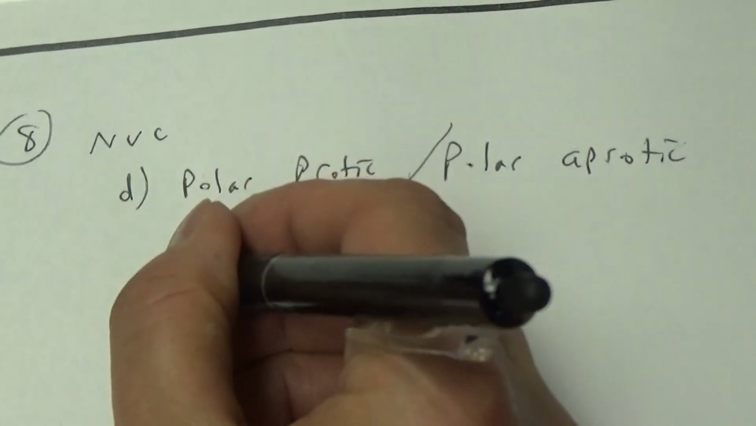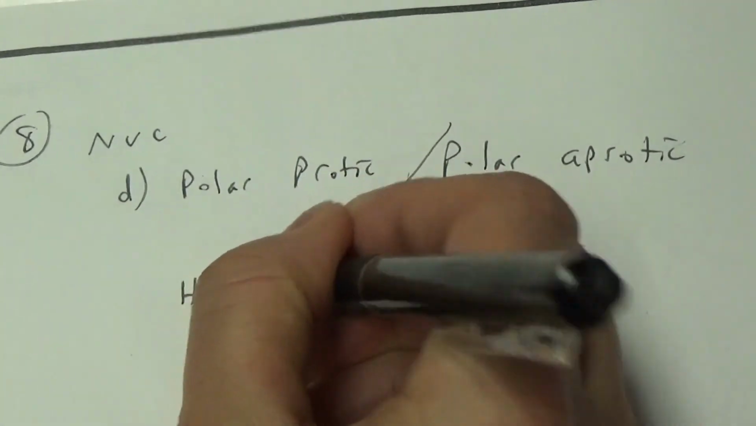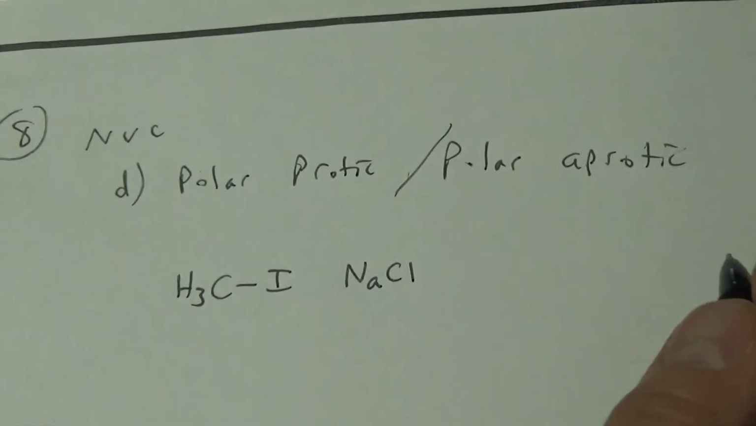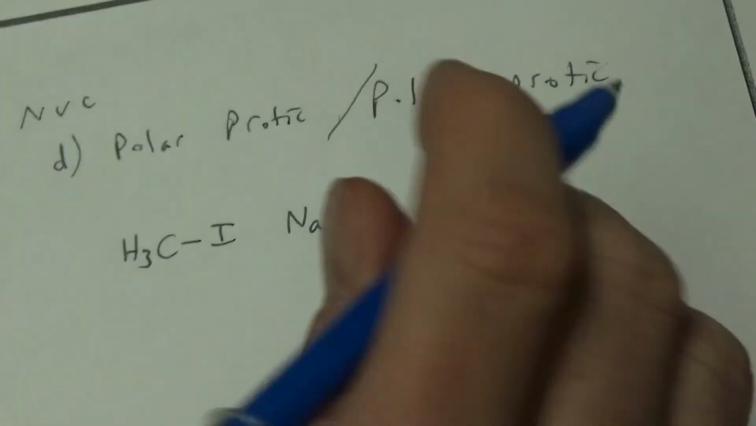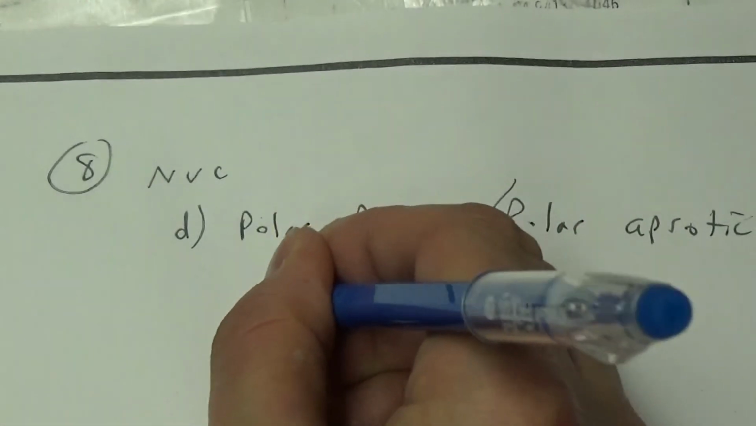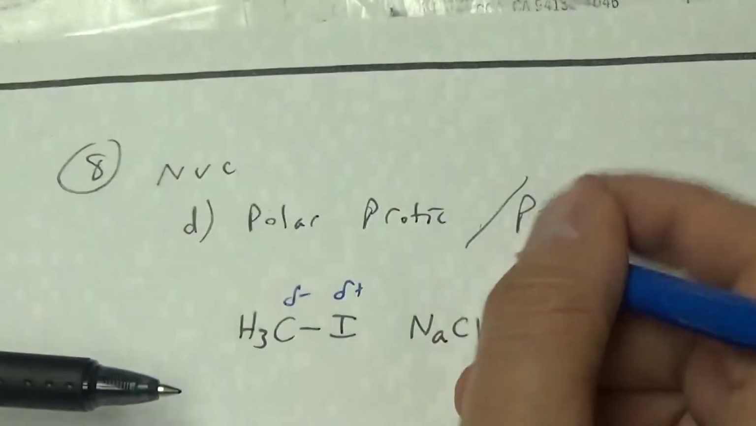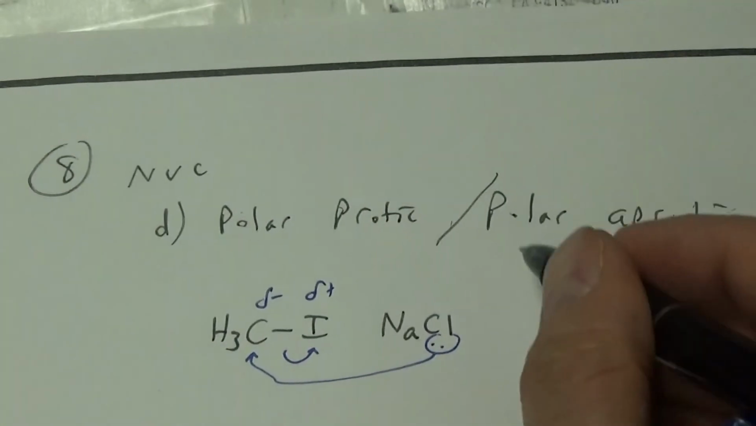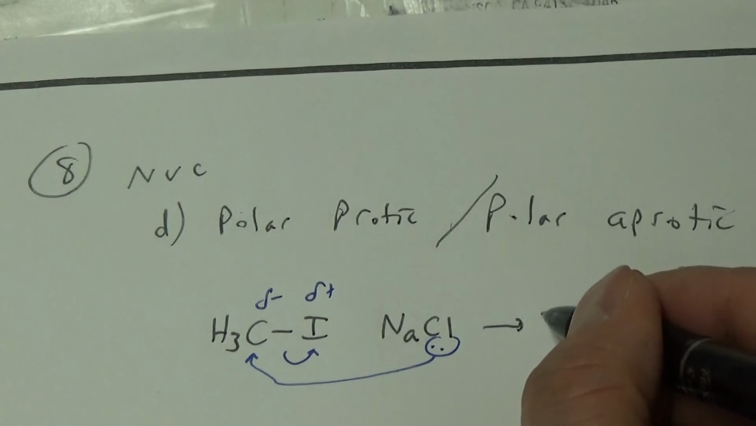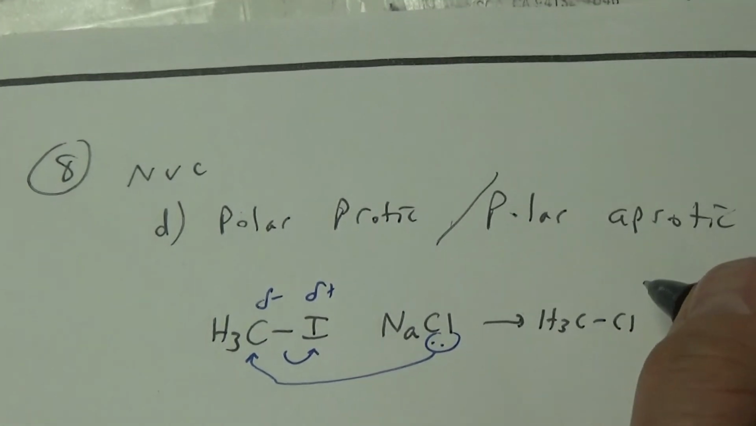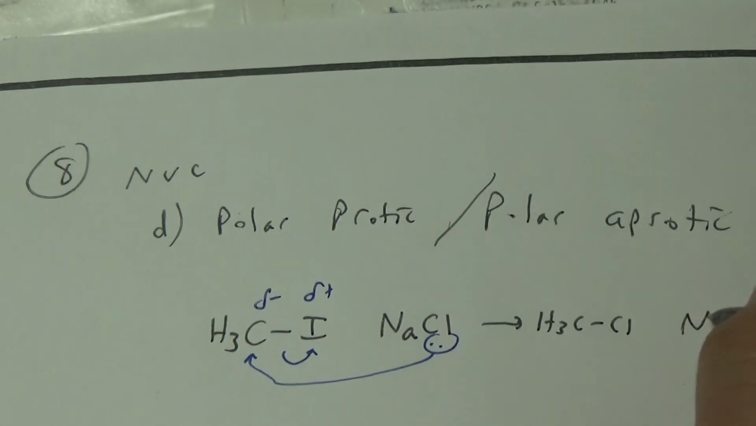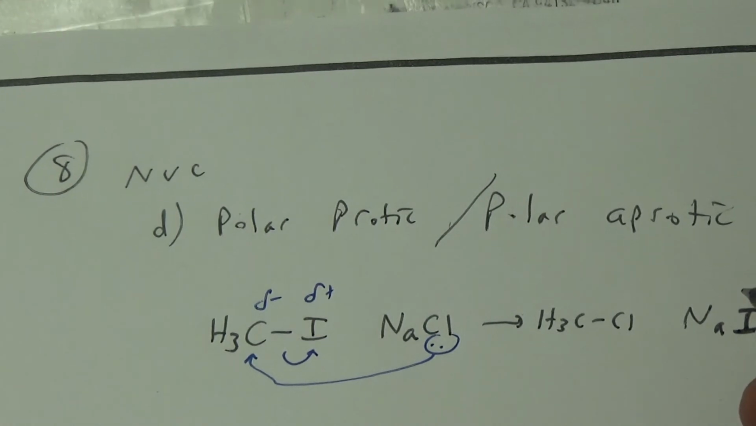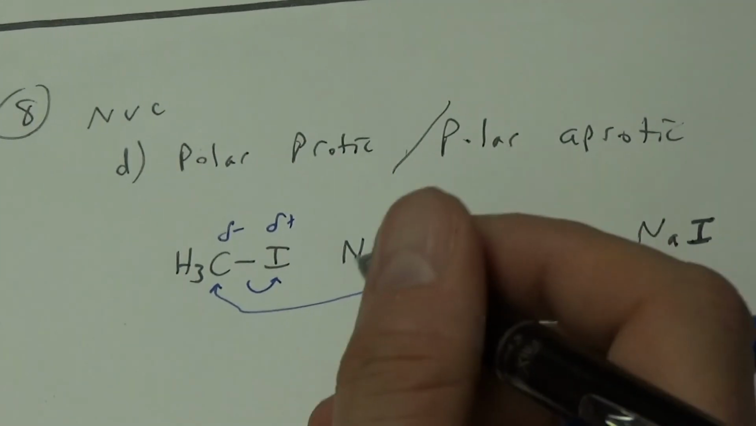So let's just consider a reaction. Methyl iodide, iodomethane, reacting with NaCl. Nice, simple SN2 reaction, right? Delta minus, delta plus. The mechanism is very simple. Chloride attacks, kicks off the iodide, to make chloromethane and sodium iodide. Okay, so let's consider a couple solvents for this.